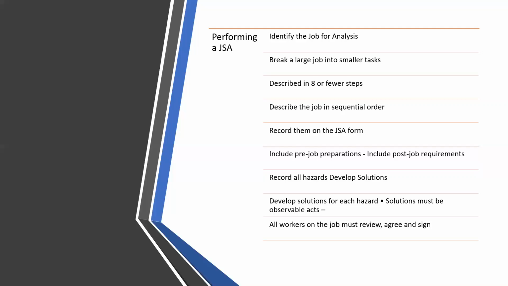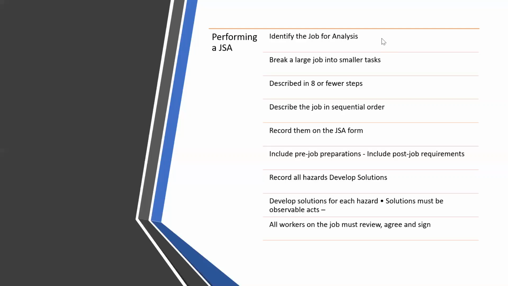Make sure that we record all the hazards. So when you list these 8 or fewer job steps, you'll go over and say, what are the main ways that people can get hurt? Then we have to develop solutions. Now that we've listed what we're doing today and the job steps to do it, and here are all the hazards, the ways everyone can get hurt on this job, what is the best way to protect ourselves? What controls should we put in place to make sure these hazards do not hurt anyone? And then finally, all the workers on the job must review, agree, and sign it.